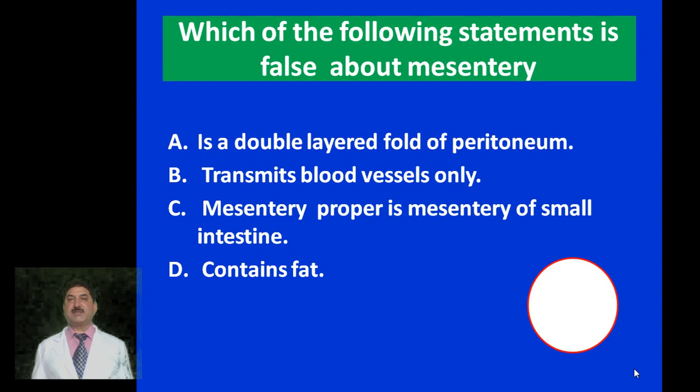Which of the following is false about mesentery? Is a double-layered fold of peritoneum transmitting blood vessels. Mesentery proper is the mesentery of the small intestine. Mesentery contains fat. Transmitting blood vessels only is the wrong statement.